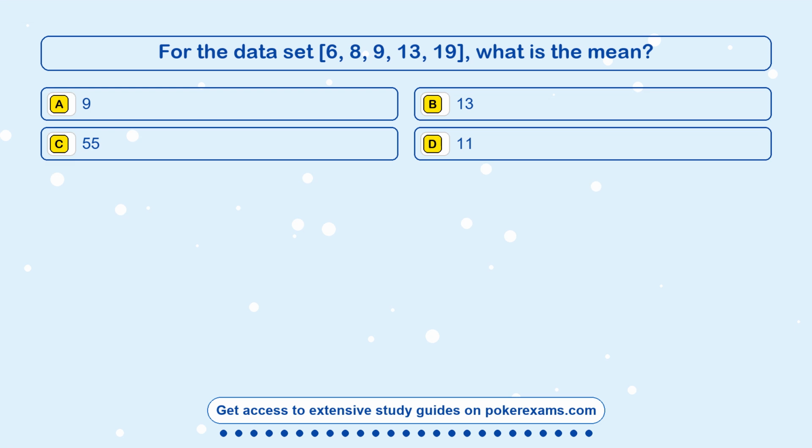Question 19. For the data set 6, 8, 9, 13, 19, what is the mean? Option A 9. Option B 13. Option C 55. Option D 11.